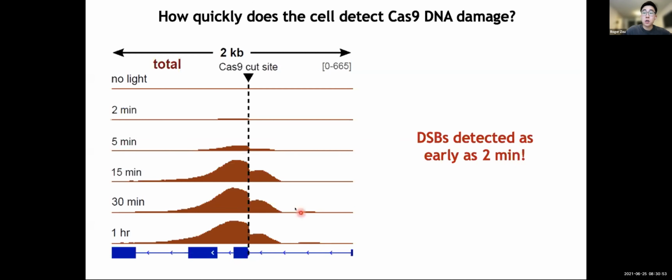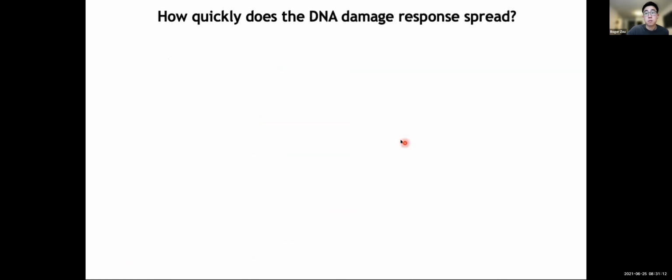Enrichment analysis determined that these double-strand breaks are detected by cells as early as 2 minutes after Cas9 cleavage, which is much faster than previously believed, because people used to think that after Cas9 cleavage, the Cas9 just stays bound to the genomic DNA and prevents the cell from actually detecting it in the first place.